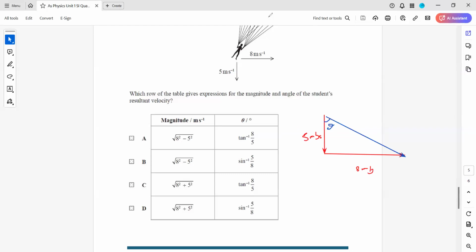First, to get the magnitude of the resultant, we use Pythagoras theorem. It's base squared plus perpendicular squared, in a root. So root of 5 squared plus 8 squared. So A and B are totally wrong, and C or D can be the answer. Now this is a right angle triangle.